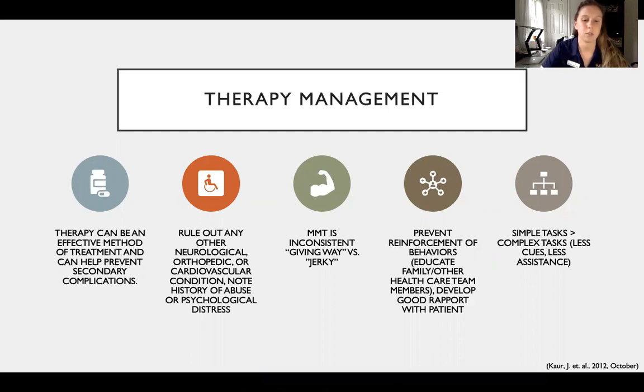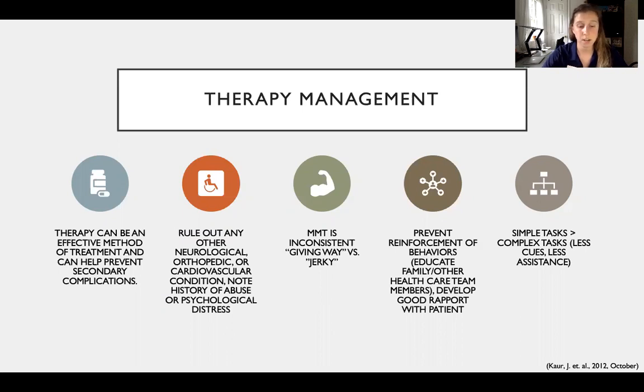Research has shown that therapy can be an effective method of treatment for patients with conversion disorder and can help prevent secondary complications such as weakness and muscle contractures as a result of their inactivity. One of the main goals of rehabilitation of the patient is to assist the individual to move away from a sick role and to return to healthy roles in their social, physical, and work life.